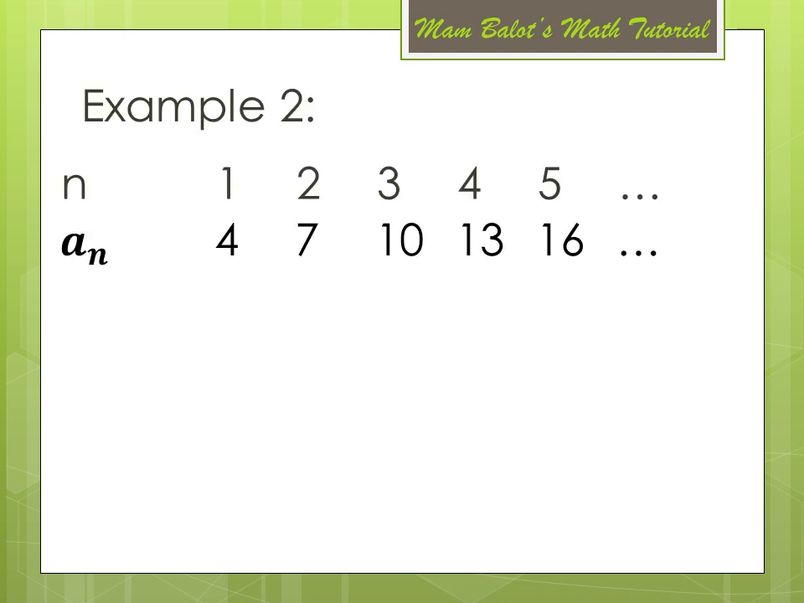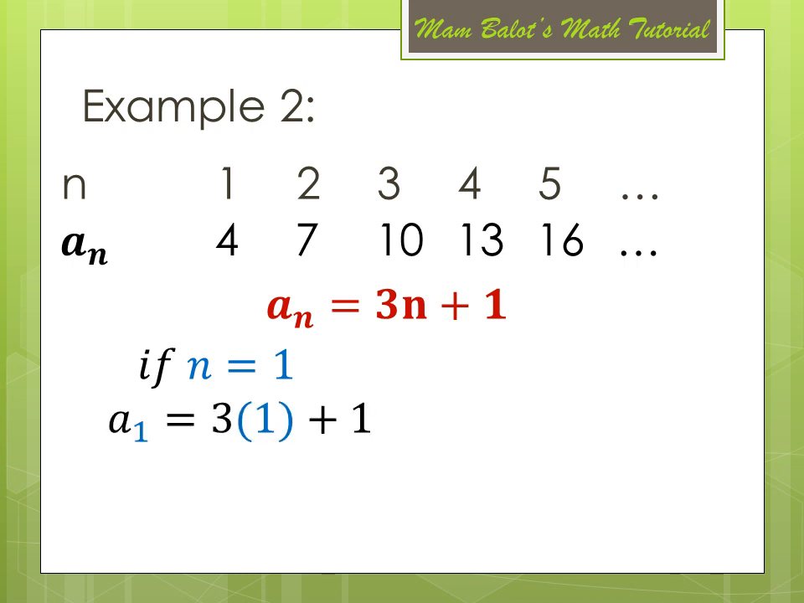In example 2, observe that the values or the terms of a sub n can be generated from this pattern: a sub n is equal to 3n plus 1. Because if n is equal to 1, we will substitute 1 for n. So that would be a sub 1 is equal to 3 times 1 plus 1. So 3 times 1 is equal to 3, and then 3 plus 1 is equal to 4. So that is why our first term is 4.